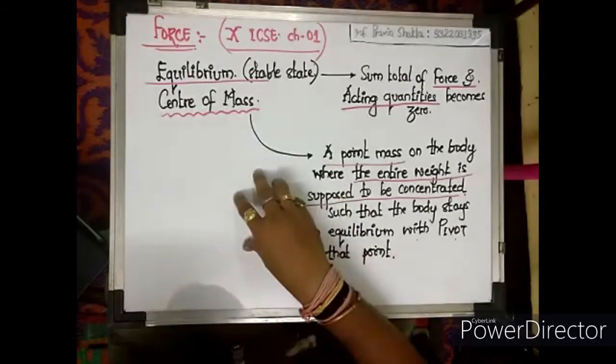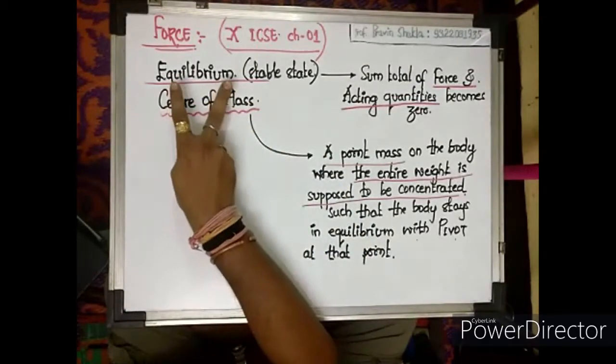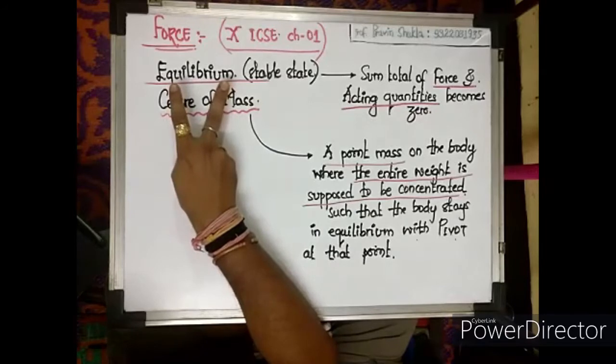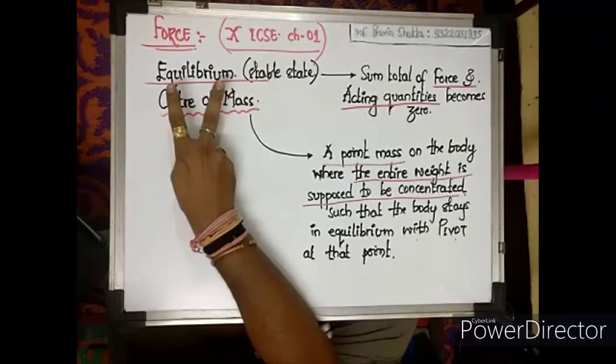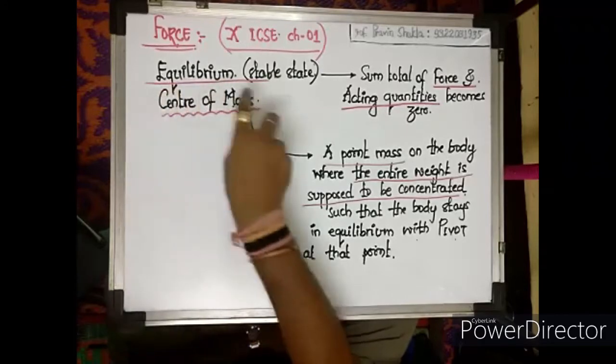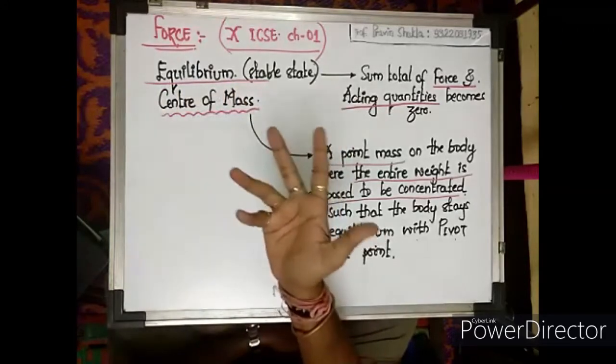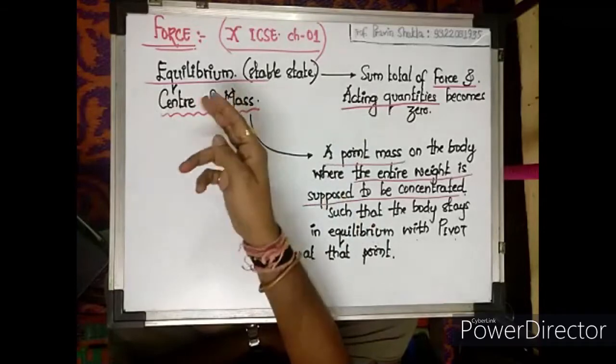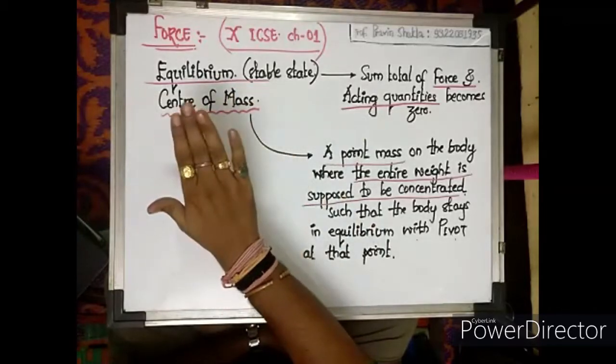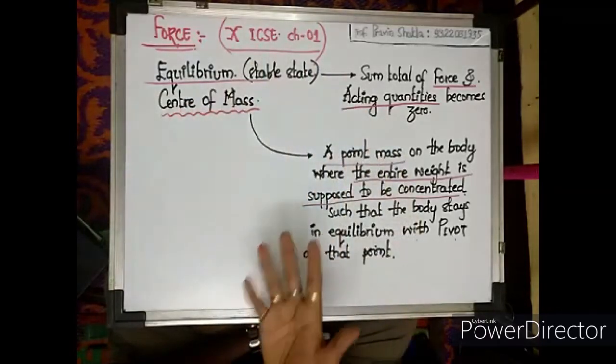What we will try to do basically is we'll again write the definition of equilibrium, but this time with the concept of moment of force. Okay? So equilibrium with respect to moment of force, what will it be? Equilibrium is that state of the body when the anti-clockwise moment is equal to the clockwise moment.